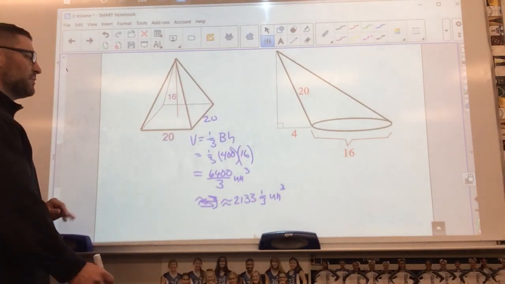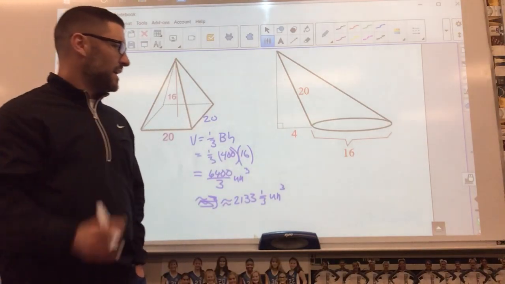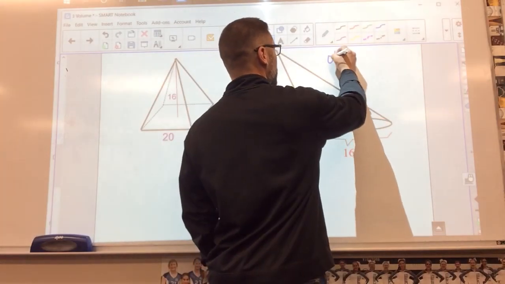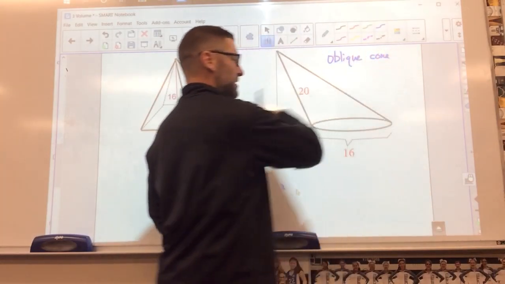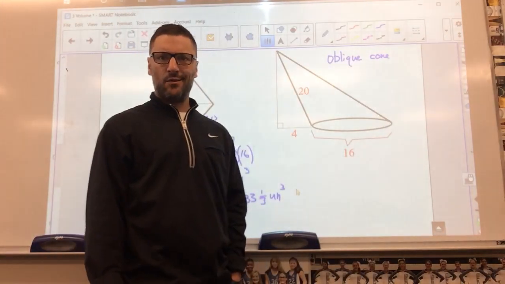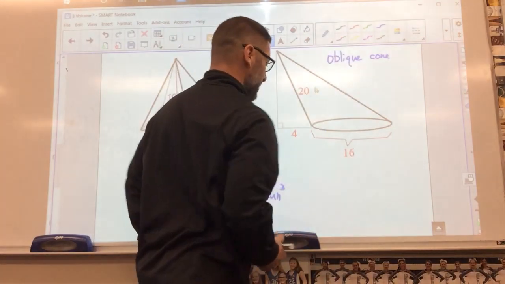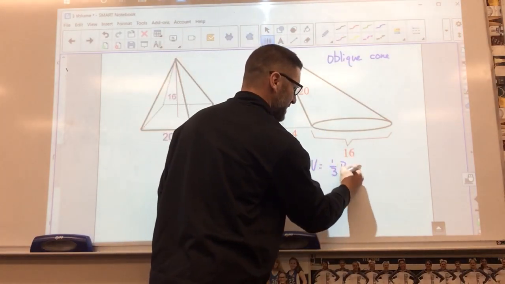This one, if I named it, I would call this one a square pyramid. All right, this one over here. If I wanted to name it, I would call it an oblique cone. An oblique means it's not straight up and down. It's not a right angle. We don't have a point that's directly above. But our volume is still the same. Our volume is still 1/3 area of the base times the height.